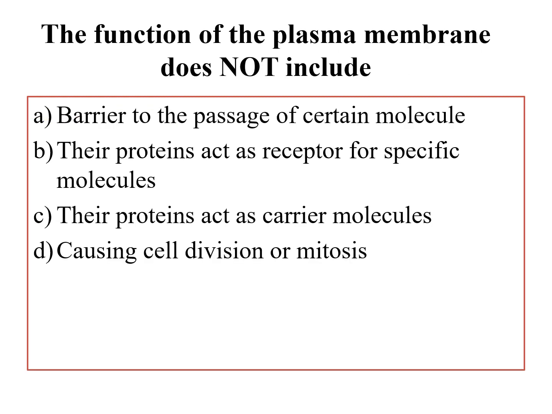The function of plasma membrane does not include barrier to the passage of certain molecules, proteins acting as receptors for specific molecules, proteins acting as carrier molecules, or causing cell division or mitosis. So which is not true about plasma membrane? The answer is causing cell division or mitosis. So cell division or mitosis is not a function of plasma membrane.